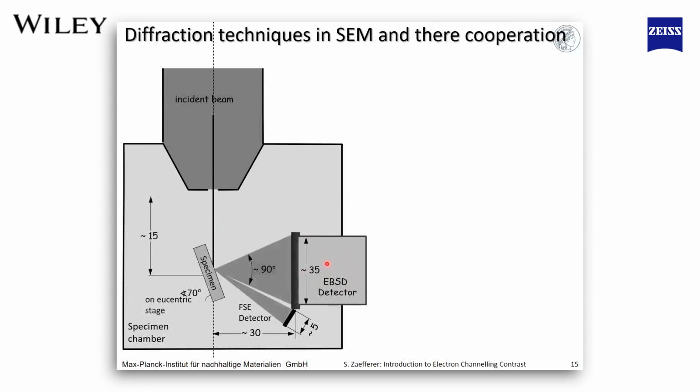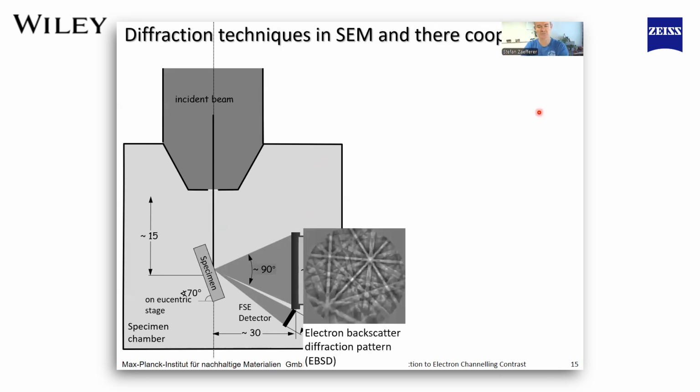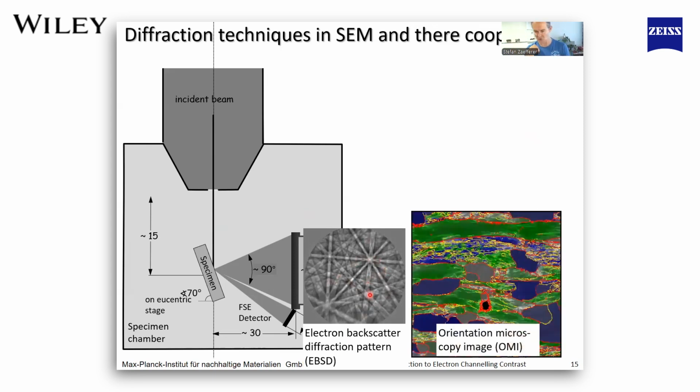And we place a sample strongly tilted with respect to the electron beam, and then the electrons are backscattered towards the detector. And on this detector, we see a typical EBSD pattern. And from this, by then scanning over the sample, point by point, and measuring all these EBSD patterns, we are able to create these well-known orientation microscopy images, which are very powerful for many things, but that shall not be the topic today. In order to do ECCI, in order to obtain the channeling contrast, we use a different detector.